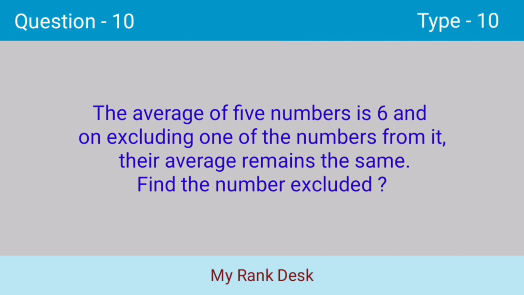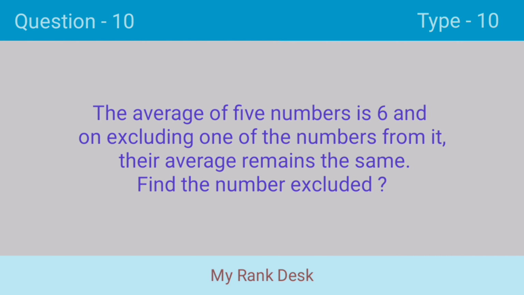Given that the average of a group of 5 numbers is 6, on excluding one of the numbers from it, the number of terms decreases by 1. It is also given that the average of the remaining 4 numbers is 6. We know that on multiplying the average of a group of numbers by the number of terms in the group, we get the sum of the terms in the group. On subtracting the sum of 4 numbers from the sum of 5 numbers, we get the number which is excluded from the group of 5 numbers.